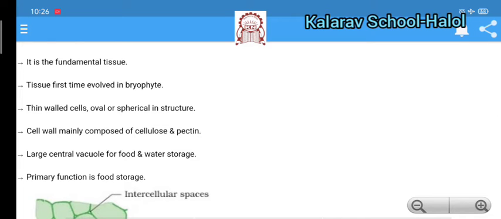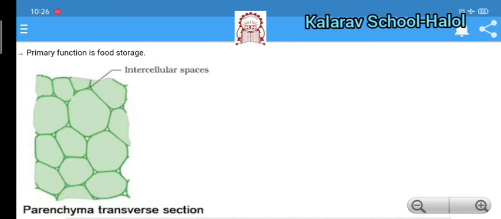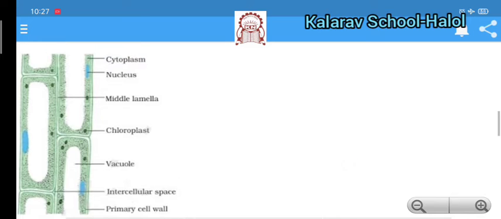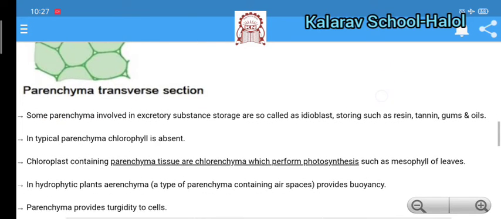Large central vacuole is used for food and water storage, and the primary function is food storage. So here are the intercellular spaces of parenchyma. It is a transverse section; the above is the longitudinal section. Here a space can be seen. Some parenchyma involved in excretory substance storage are called idioblasts, storing resin, tannin, gums and oils.